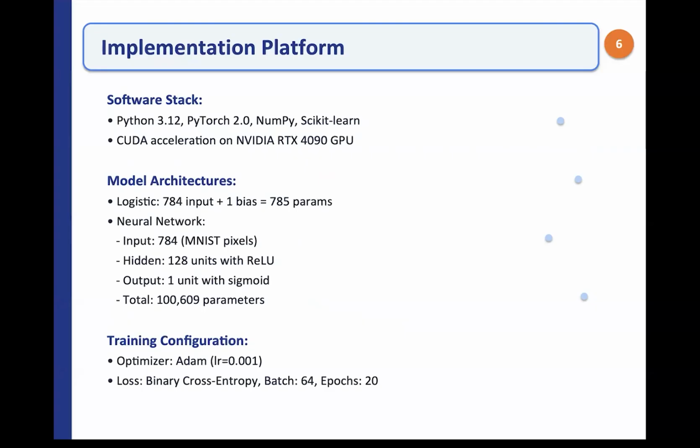Logistic regression has 784 inputs plus a bias. The neural network has one hidden layer with 128 ReLU units and a sigmoid output, giving about 100,000 parameters. Both are trained with Adam, standard binary cross entropy, batch size 64, for up to 20 epochs.